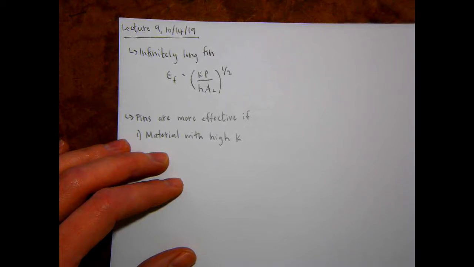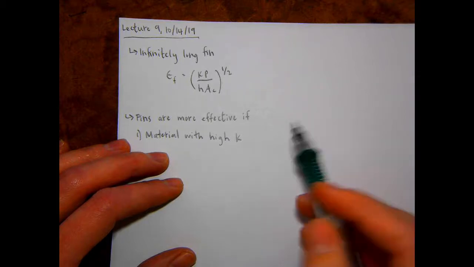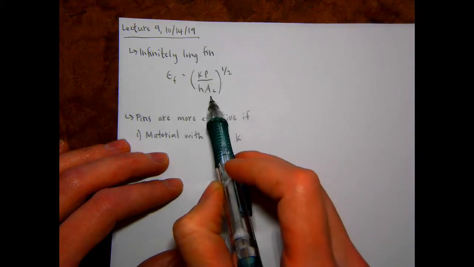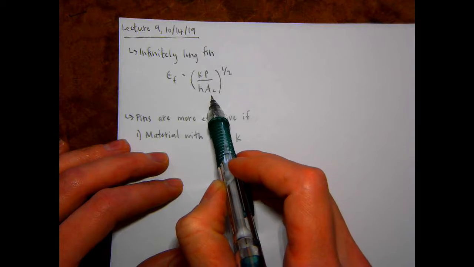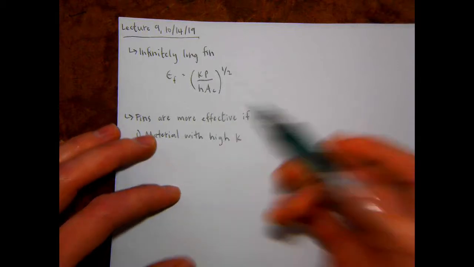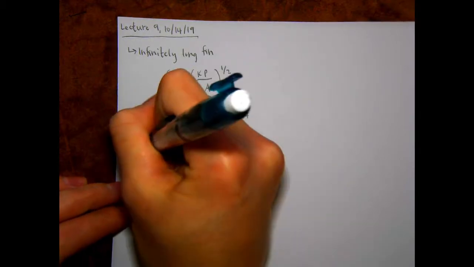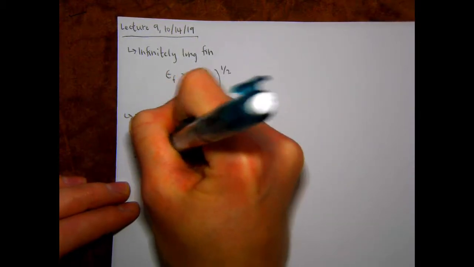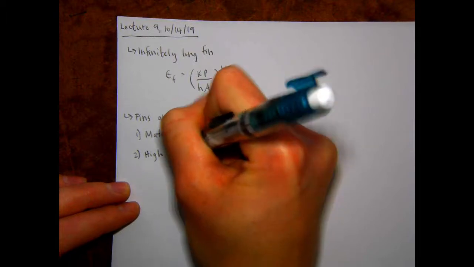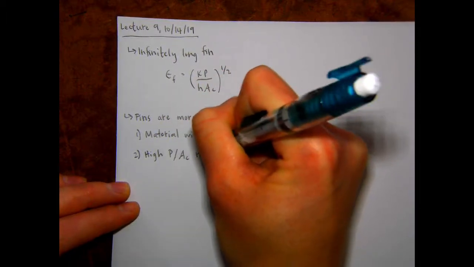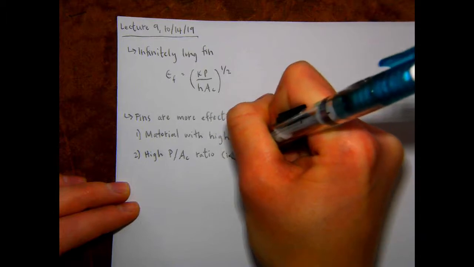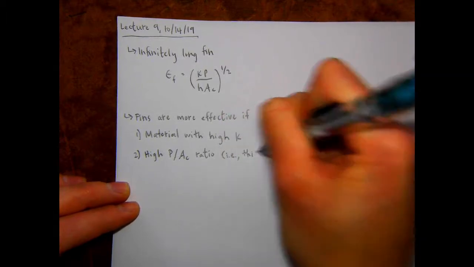So high k, and then also if this ratio of perimeter to cross-sectional area is high. If you think about what kind of geometry would give us a high ratio of perimeter to cross-sectional area, that's a very thin geometry. So you have a very long width with a very small cross-section. That's often why thin fins are used. So we'll say high P divided by A_c ratio, i.e. thin fins.